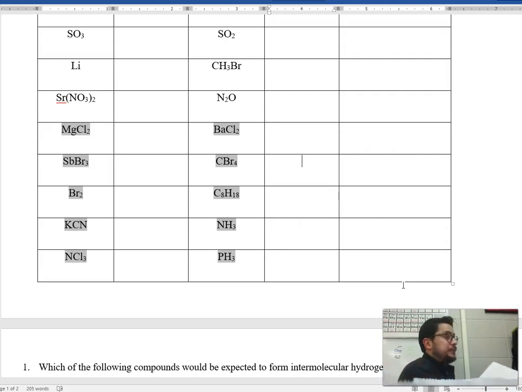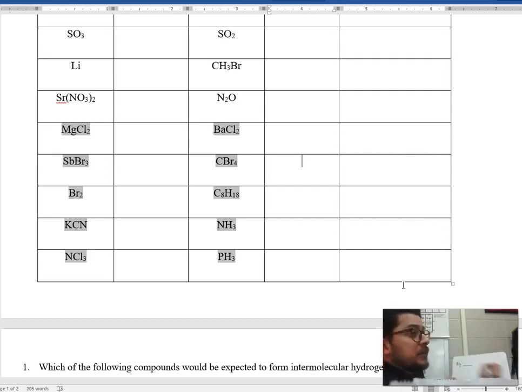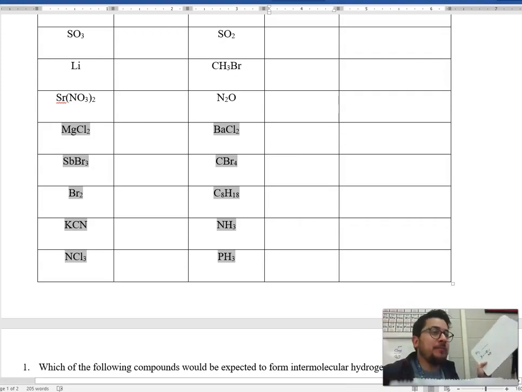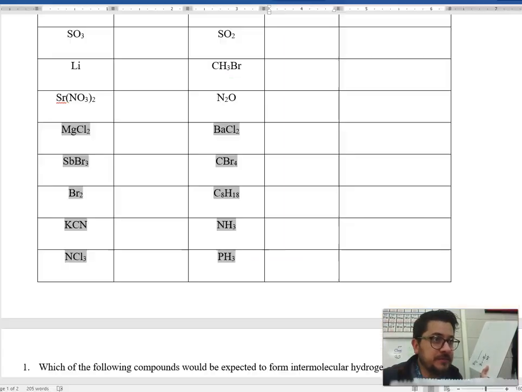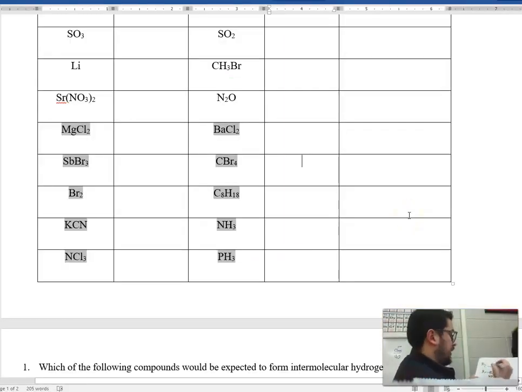Let's try another one. Br2 and C8H18. Br2 first. Br2 is not a metal, so you have to draw it. Br bonded with Br. As you look, they're the same element. So since they're the same element, one's not going to be positive, one's not going to be negative. This is non-polar. I don't even need to finish drawing it because it's the same element. Since it's non-polar, going back to my list, non-polar right here, London dispersion forces. LDF.